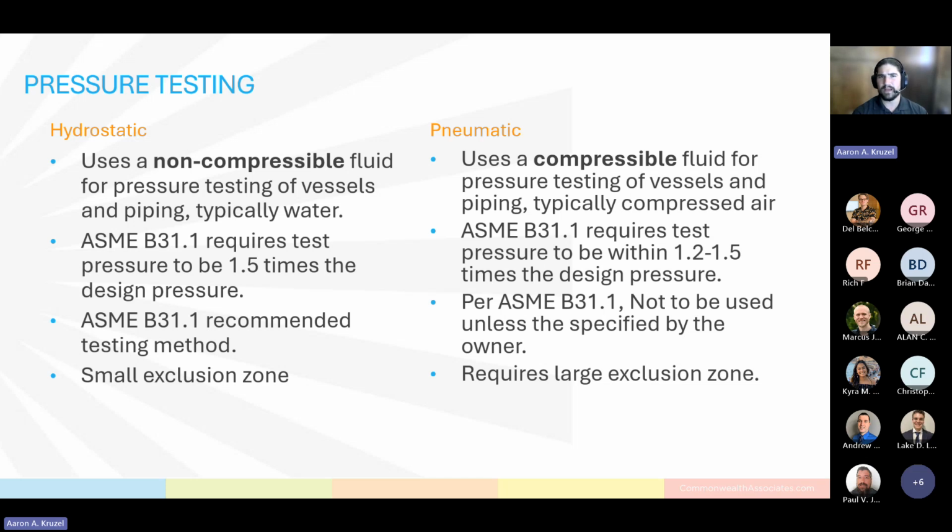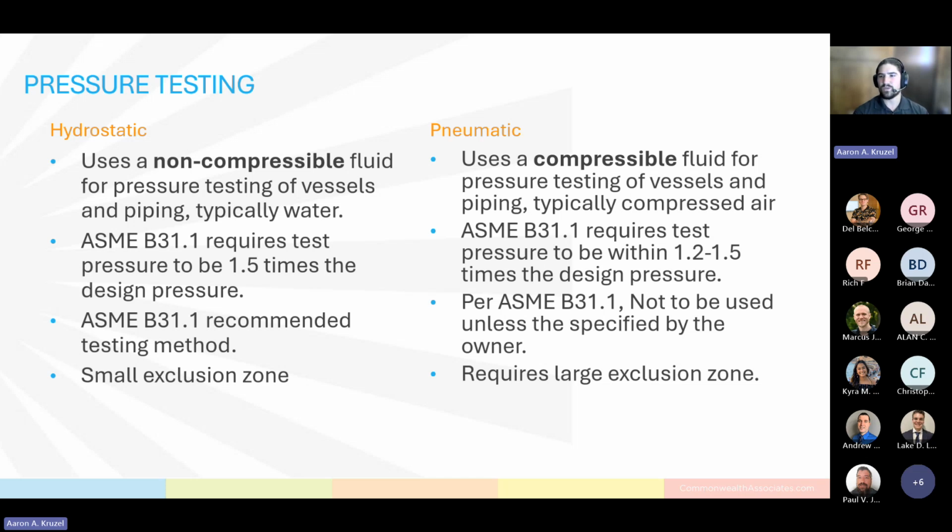specified, and it's not recommended by ASME unless recommended and requested by the owner. So that is who the onus is on for choosing this. Generally not recommended because it has a large exclusion zone and for a few other reasons I'll get into.